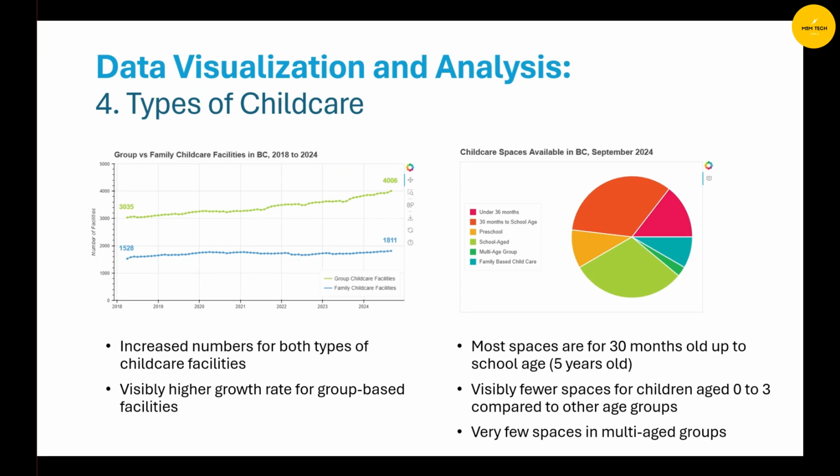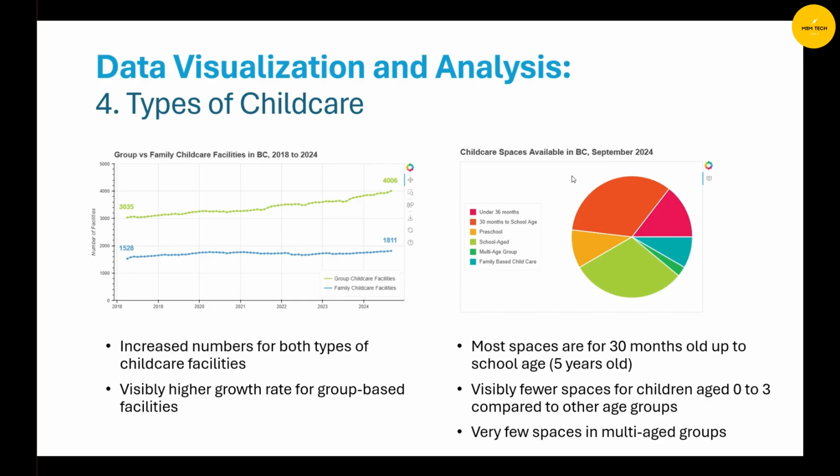Next thing I wanted to do was look at the difference between different types of childcare, and I only did that for the provincial level. It can be done for all regions, obviously, but I did not want the Capstone projects to be too expansive. So first of all, I looked at the growth in the number of childcare facilities, and we can see that both group facilities and family facilities demonstrate growth, but there are definitely many more group facilities than family facilities, and they're growing faster.